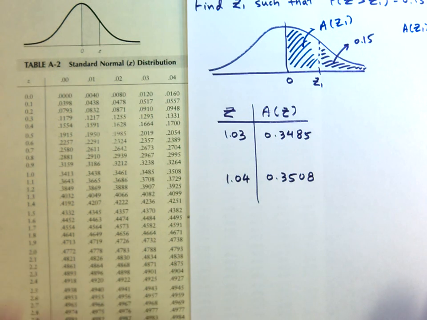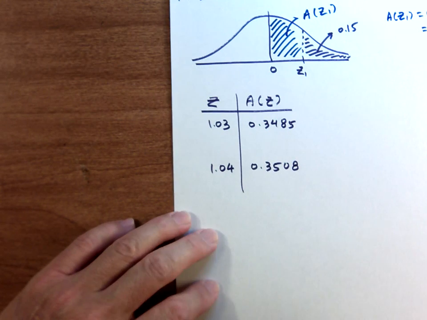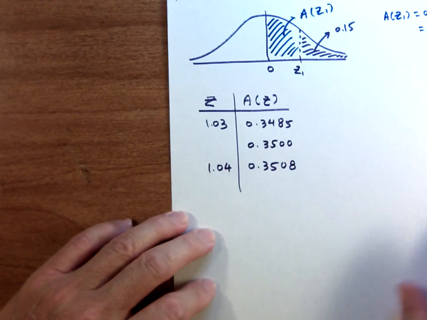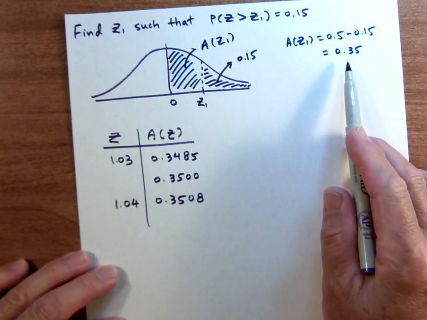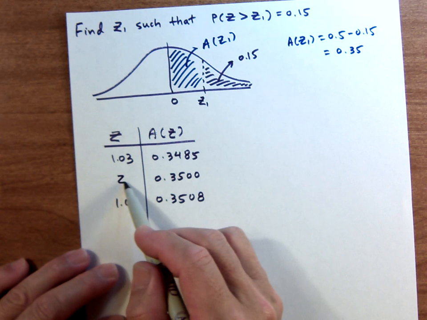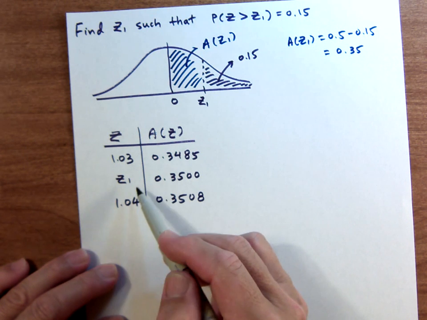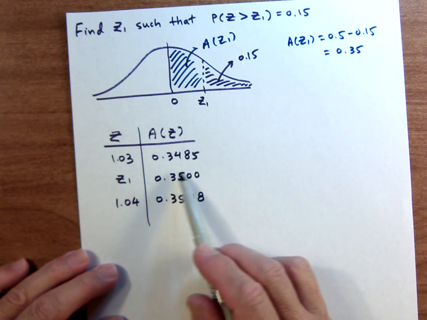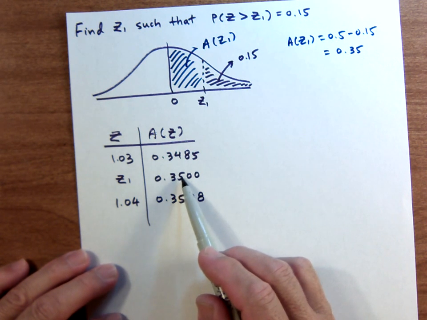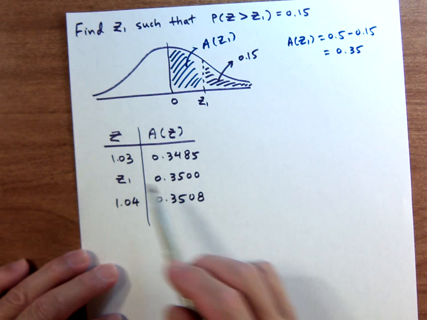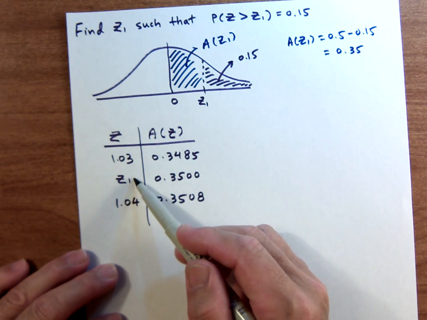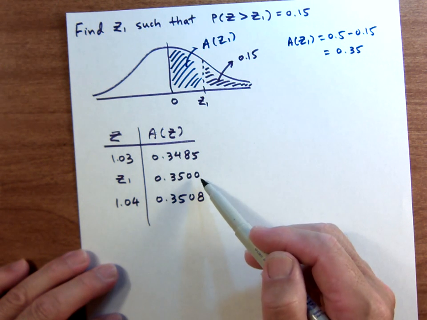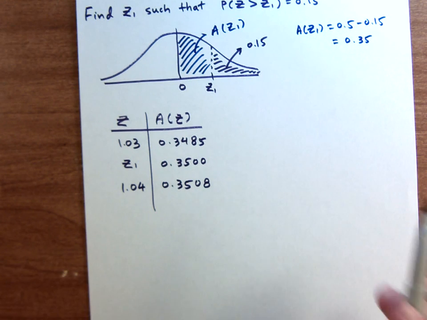What we really want is our A to be exactly 0.3500, because that's what we computed here. And the z1 value is somewhere between these two. Now, if you're lucky, sometimes this number in the middle is smack in the middle between these two. Then our z1 should just be the arithmetic average of the two z values. In that case, it would be 1.035. But unfortunately, that is not happening. So what do we do?